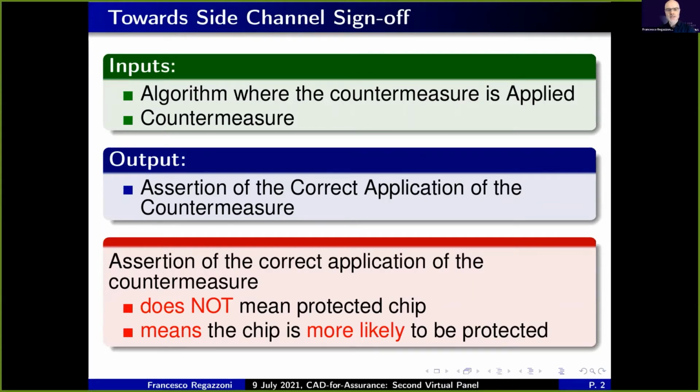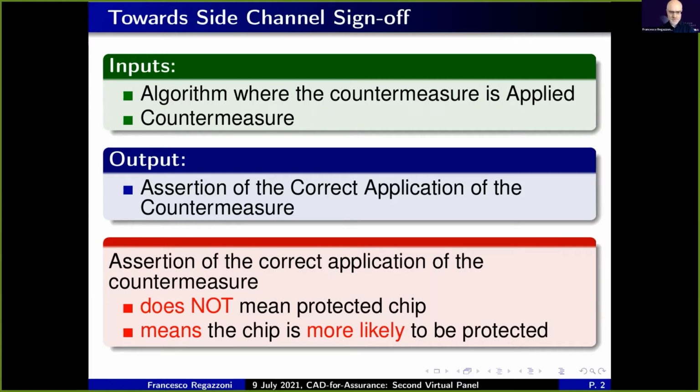To me, the question is not yes or no, it's simply when, because sooner or later we're going to be there. When can be short or long, depending on how we tackle the problem. The simple way to tackle side channel sign off immediately is to start from what we have studied for more than 20 years, that is countermeasures against side channel attacks. We start from an algorithm without countermeasure, then with a countermeasure. We know how to apply the countermeasure because we have been doing it for more than 20 years, and then we can sign off that the countermeasure is applied correctly. This to me is the quickest way to arrive at a first initial version of a side channel sign off.